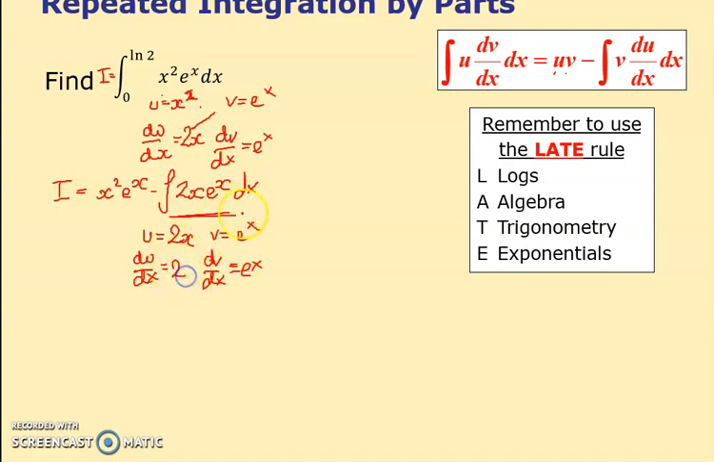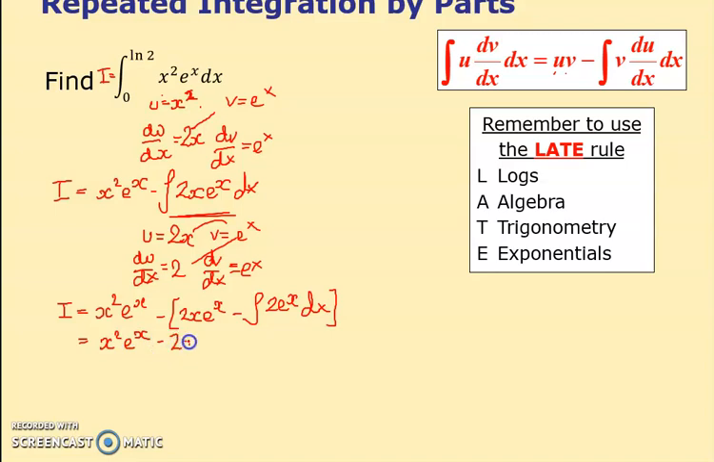Differentiate 2x is 2. So my I now is x squared e to the x minus, better put this in the square bracket, so it's 2x e to the x minus the integral of those two times by each other, which is 2e to the x dx. And what's this? So this is x squared e to the x minus 2x e to the x, and this one's nice, you don't have any I tricks. If I integrate 2e to the x, I get 2e to the x, so minus 2e to the x.